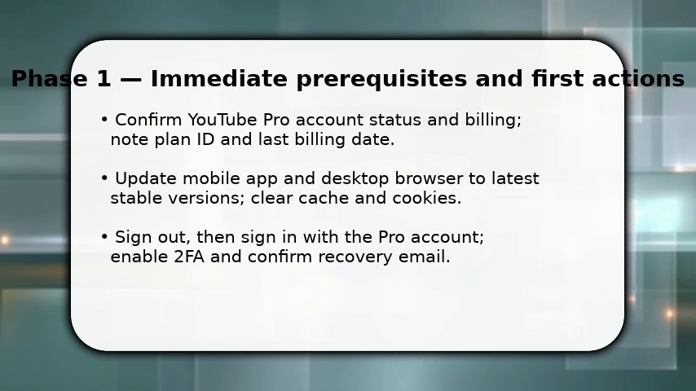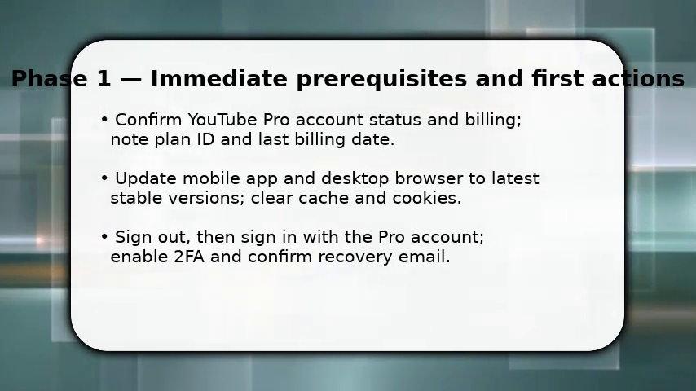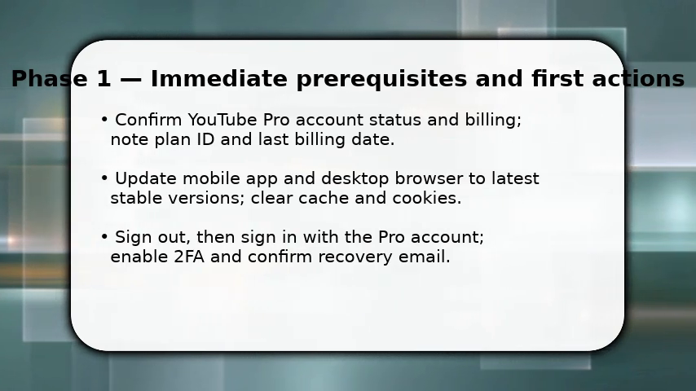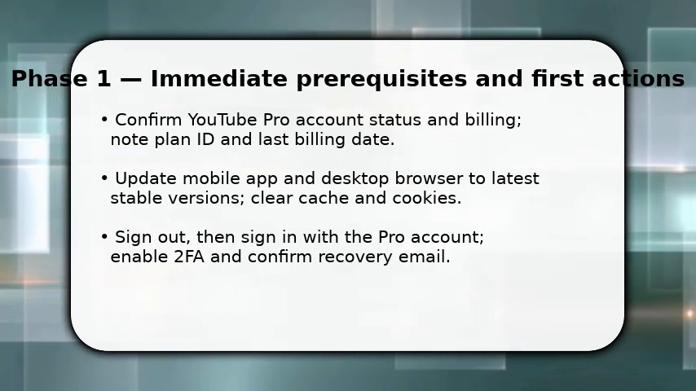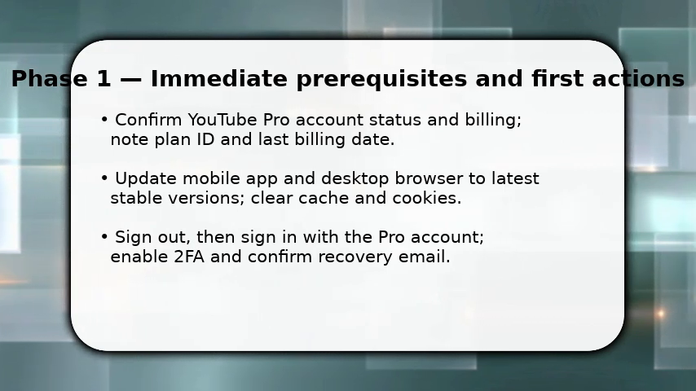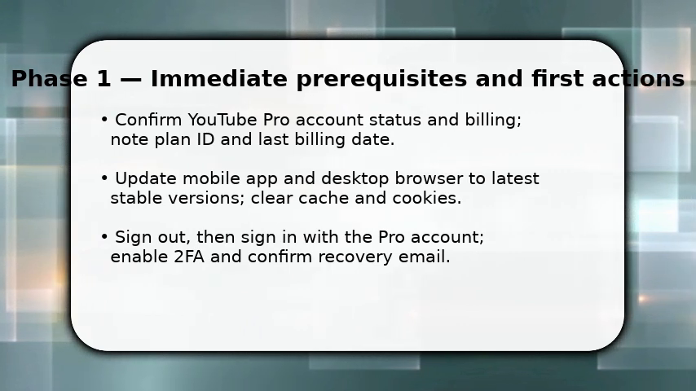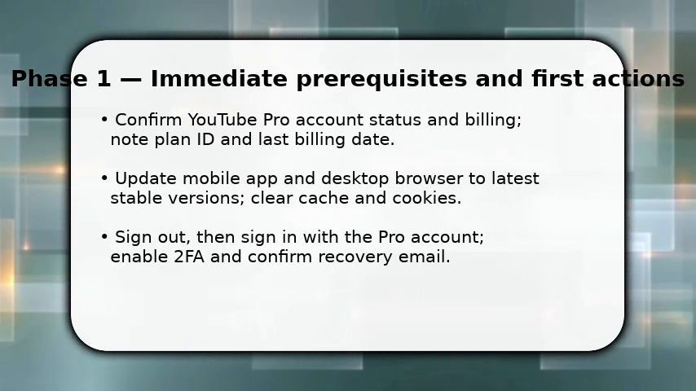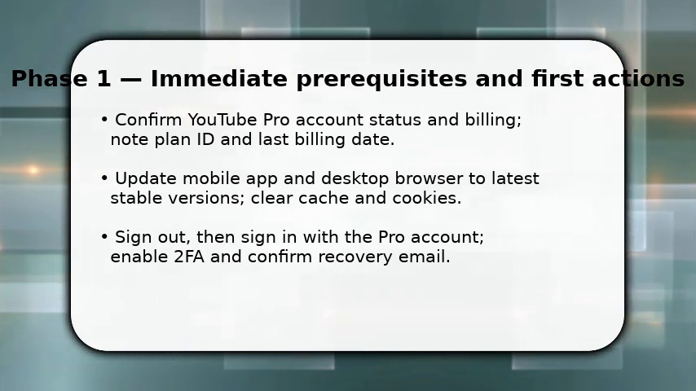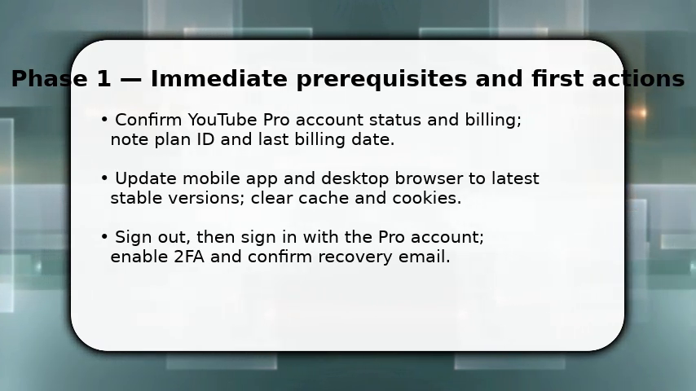You start by confirming your YouTube Pro subscription and billing info, because access problems often stem from payment or account flags. Once done, update the app and browser to the latest stable build so features match backend expectations. Next, clear cache and cookies to remove stale sessions. Sign out and sign back in with your Pro credentials. Make sure two-factor authentication is enabled and your recovery email is correct. This prevents access interruptions while we proceed to deeper fixes.